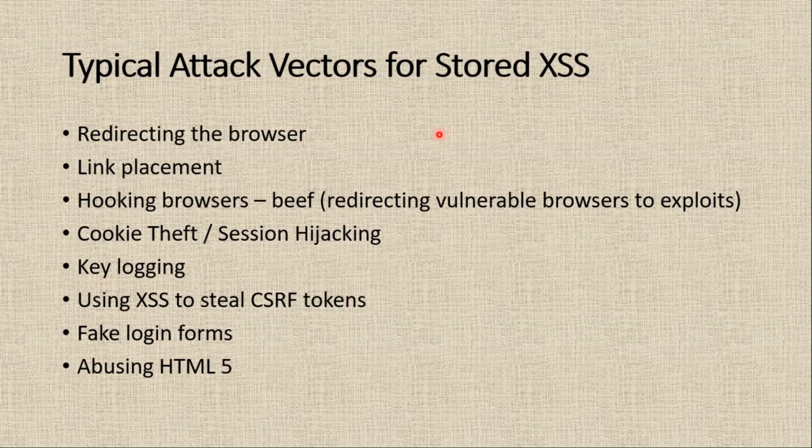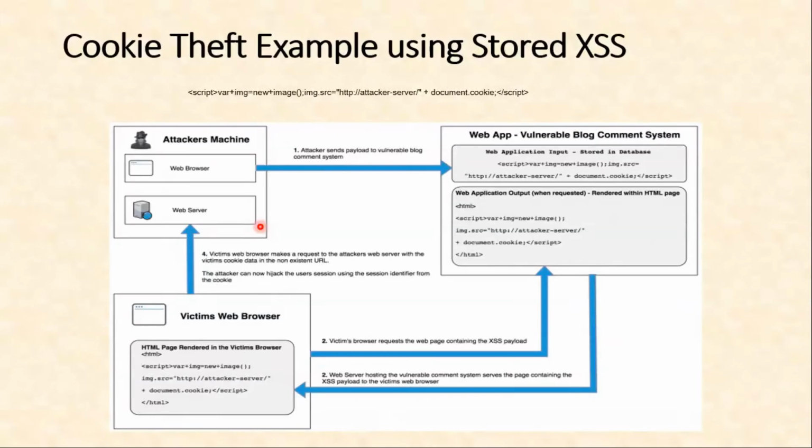Link placement: we can place a malicious link and attack users. Hook browsers: we can access the webcam using the BeEF framework. Like that, we can do all this in stored accesses. We can hijack the cookie section. Banking, all the details come under the cookie section. We will see this later. Keylogging using accesses to steal CSRF tokens. Fake login pages, phishing login pages. Abusing HTML5. All of this we can do in stored accesses if the server has a stored accesses bug.